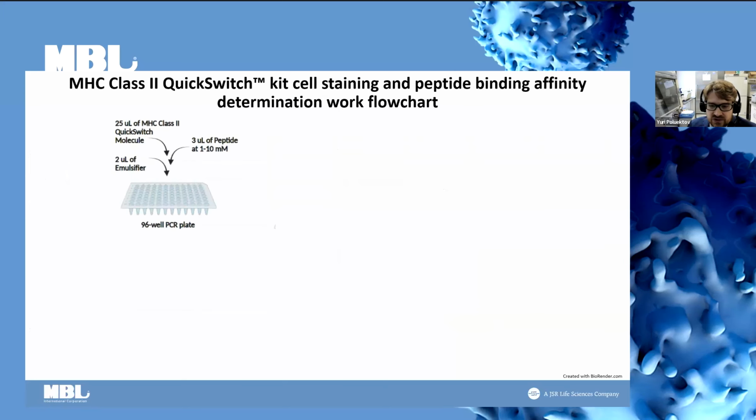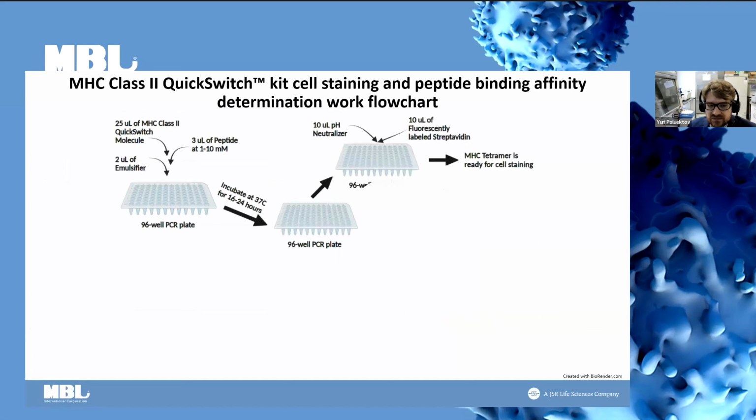Here's a general flow chart for the process of making a QuickSwitch MHC Class 2 tetramer and testing the affinity of the loaded peptide. The only real difference between the Class 2 and the Class 1 kits is that the Class 2 kit requires an additional step to make the final tetramer product. So in addition to the exchange, which is going to take place at 37 degrees, a little bit longer than the Class 1, you also have to, once the exchange finishes, add the neutralizer and tetramerize your exchanged MHC molecules before it's ready to stain. And the steps involved in determining the binding affinity of a peptide for the MHC molecules are just like with the Class 1 kit.